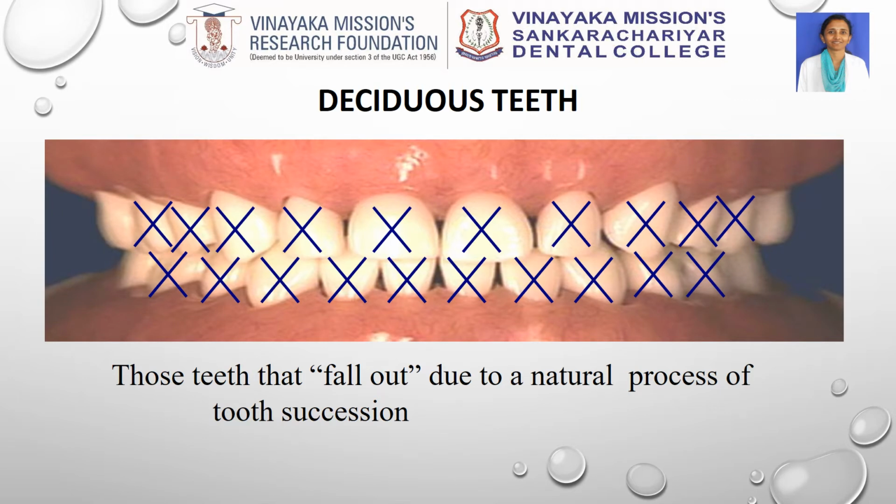All these will fall off from the age of 6 to 12 years and the new teeth will come in that area. The process of falling is called shedding and the process of new teeth coming out is called eruption.